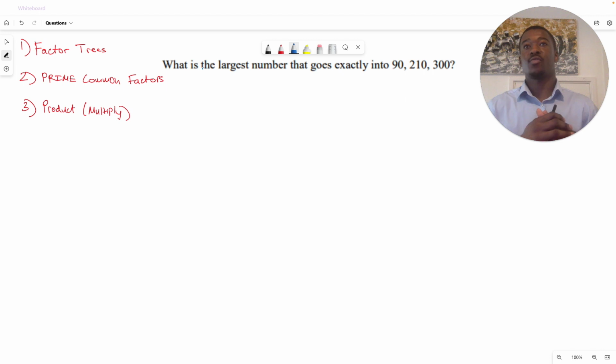So now we have: what is the largest number that goes exactly into 90, 210, and 300? So it's another way to say work out the highest common factor, HCF, of these 3 numbers. So the exact same steps are what we are going to take. We start by drawing the factor trees. It does not matter how big these numbers are. So 90, 210, 300.